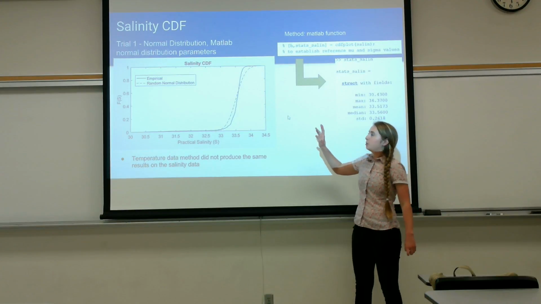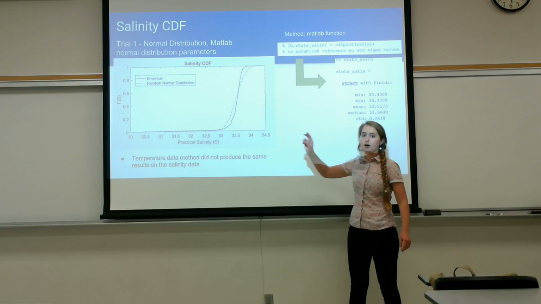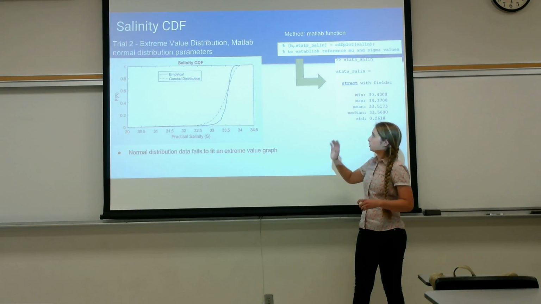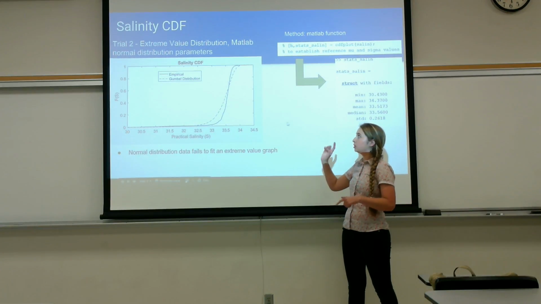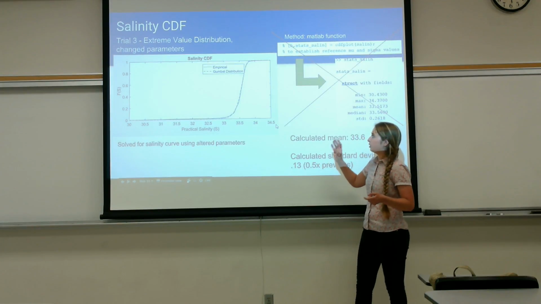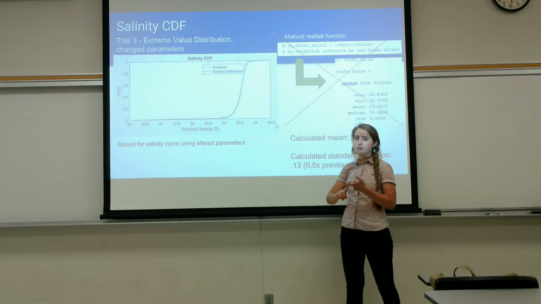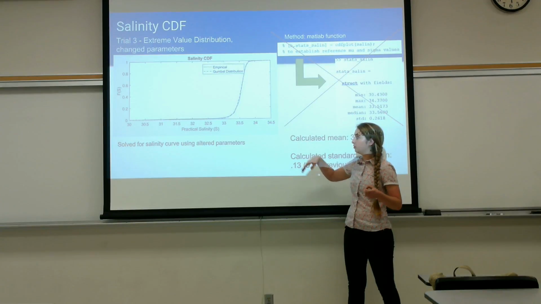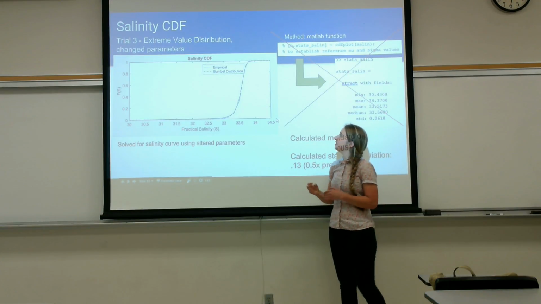We tried the same approach with our salinity CDF, but we found that using the same normal distribution didn't fit the curve well. So our second approach was to use an extreme value distribution with the normal distribution parameters, which also did not fit the curve well. Eventually our third trial was calculating the mean and standard deviation and fitting it to an extreme value curve using our altered parameters, which fit the curve pretty well.